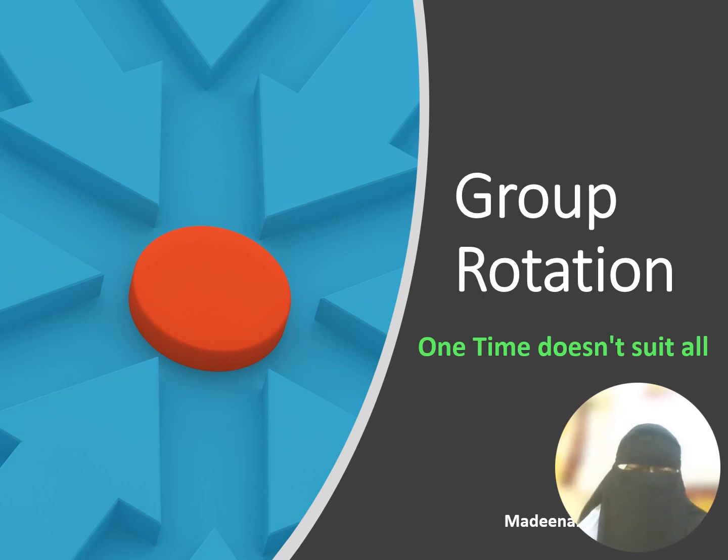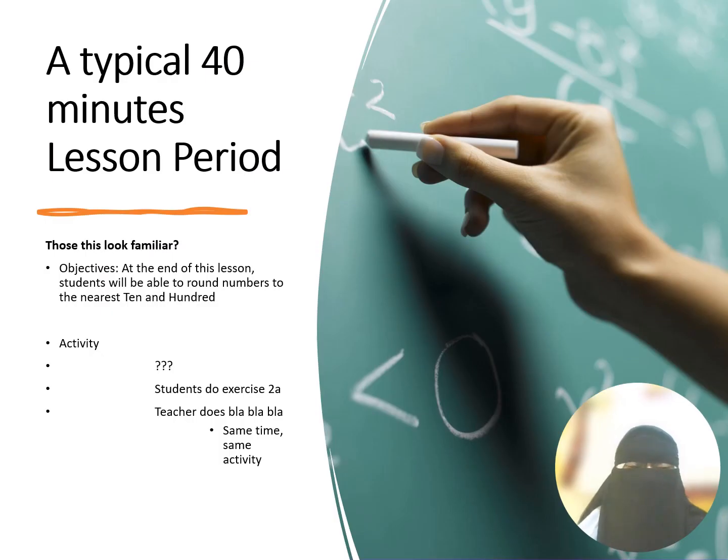One time doesn't suit all. A typical 40 minutes lesson looks like this. We have teaching objectives for the class. We have activities that will be performed by the teacher, as well as activities that the students are going to do, class tasks, class activities, and then we have an evaluation at the end of the lesson.